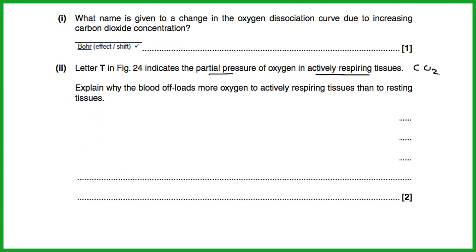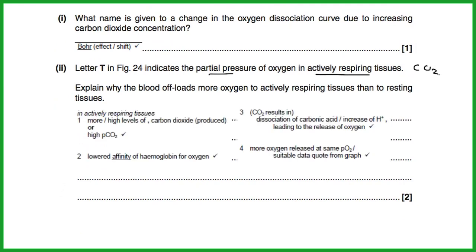So your explanation needs to talk about how actively respiring tissues are going to have a higher partial pressure of carbon dioxide, which will lower the affinity of hemoglobin for oxygen, because the extra carbon dioxide causes the dissociation of the carbonic acid, increasing the number of hydrogen ions, lowering the pH, which leads to the release of oxygen because it decreases the affinity of hemoglobin for oxygen, and therefore more oxygen will be released at the same partial pressure of oxygen, so that you will get a bigger dissociation when you have a higher carbon dioxide partial pressure in the tissues than when you have a lower carbon dioxide partial pressure.